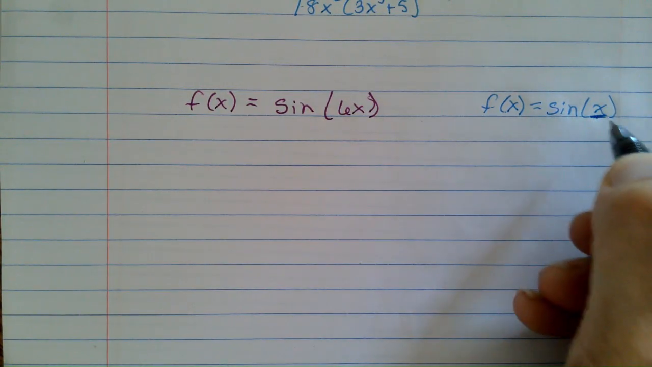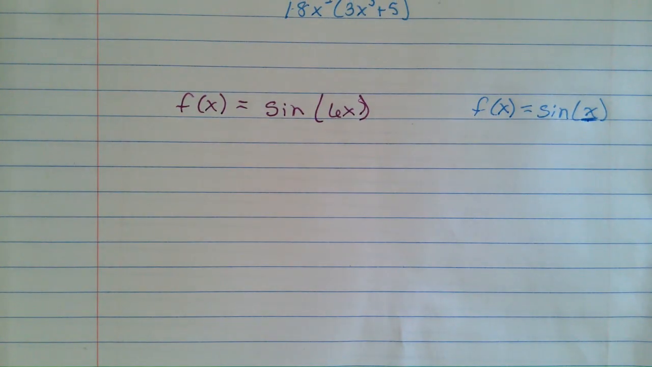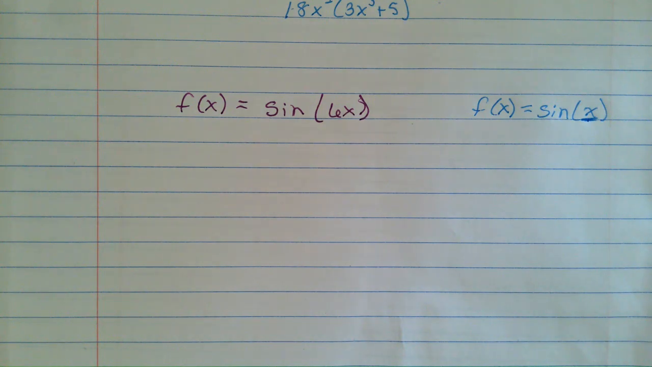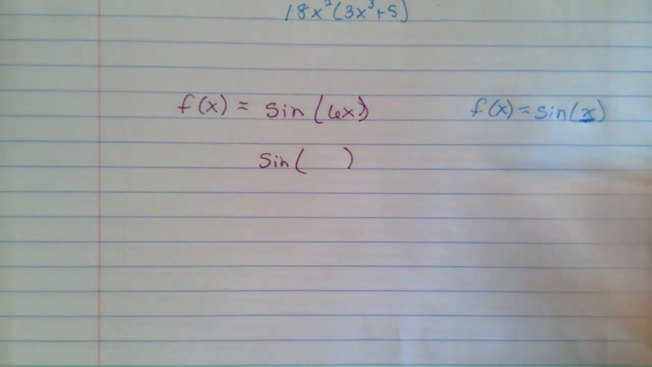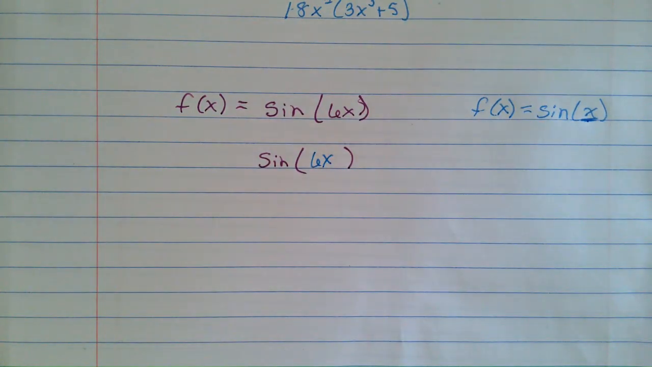And this is on the inside, and the derivative of x is 1. So technically, we really were doing the chain rule all along. We just were multiplying by 1, which is nothing, right? So we need to keep in mind that this is really the sine function with a linear function inside.